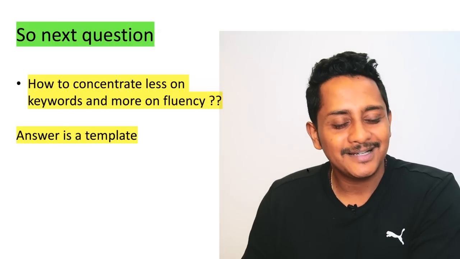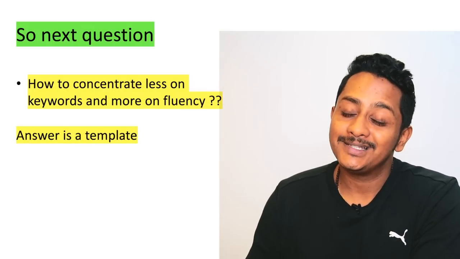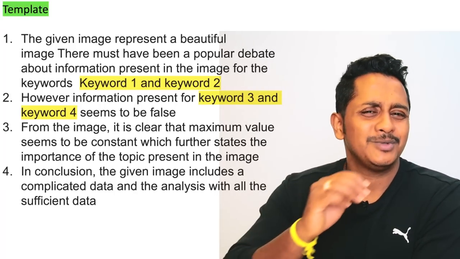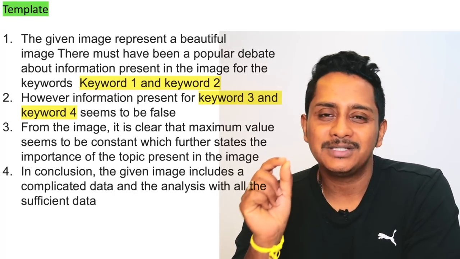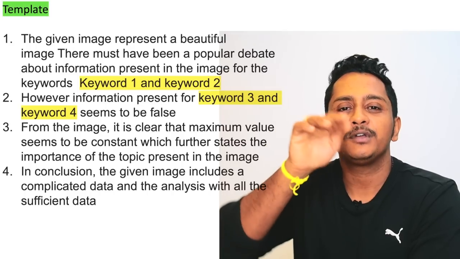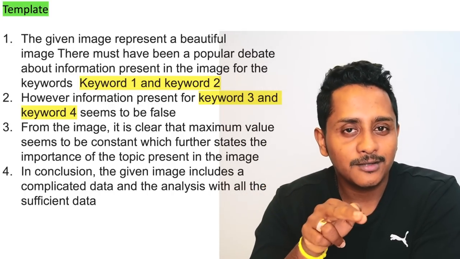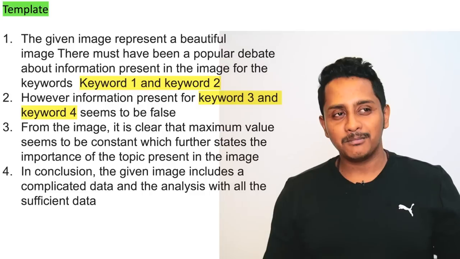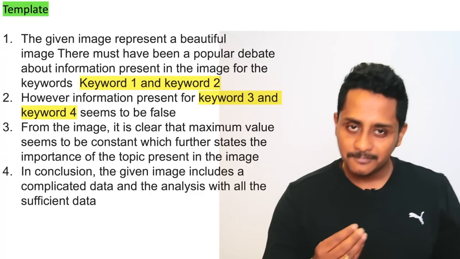So how to concentrate less on the keywords and more on the fluency? You need a template. A lot of people have different templates. You can use any template, but avoid those templates where you need to put in a lot of keywords. When you try to put the keywords while speaking, you need to look at the image and then put the keywords. You may fumble, you may make mistakes.